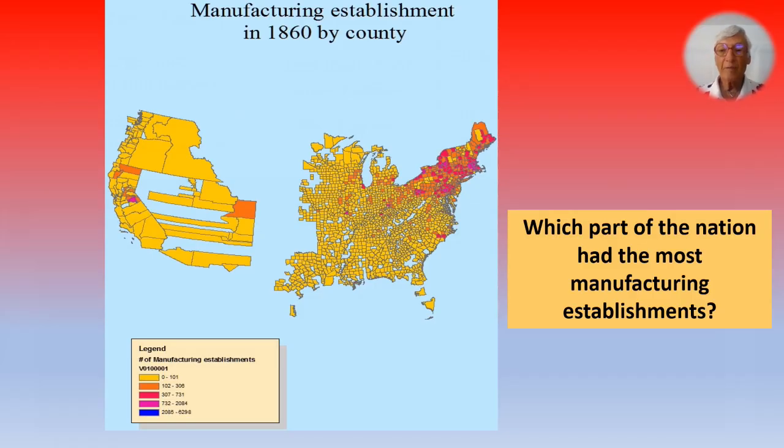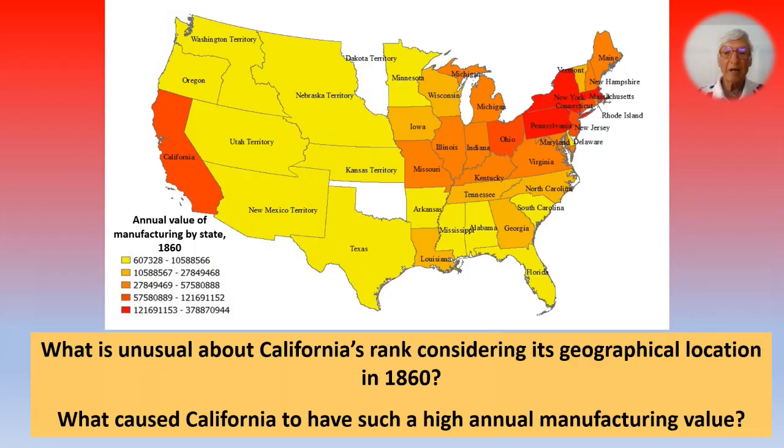What part of the nation had the most manufacturing establishments? Well, you can see it was New England. And then there were some out in St. Louis and also some in California. What's unusual about California's rank, considering its geographical location in 1860?